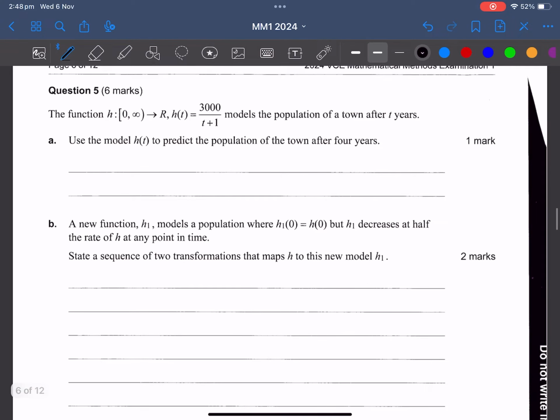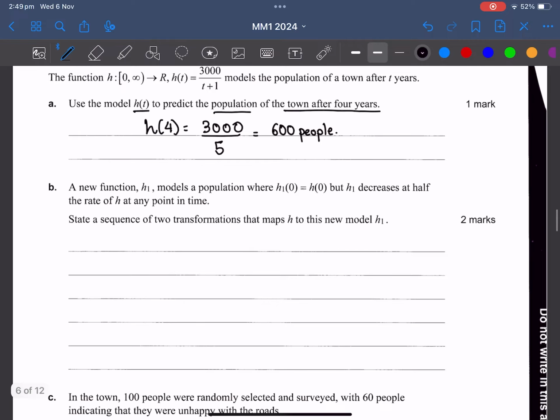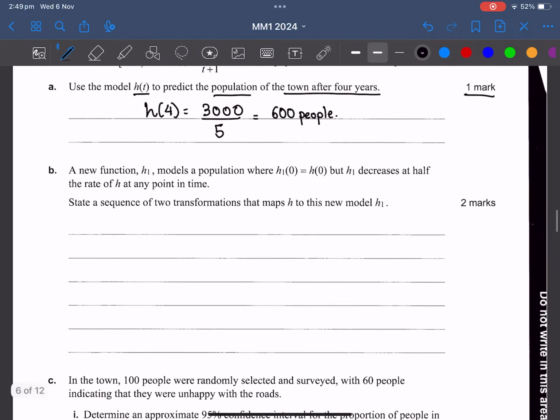So question number 5. The function h of t models the population of a town after t years. Use the model h of t to predict the population of the town after 4 years. Pretty simple. We just substitute t as 4. So 3,000 over 4 plus 1, 5, so 600 people. There you go. 1 mark, correct answer, I guess.